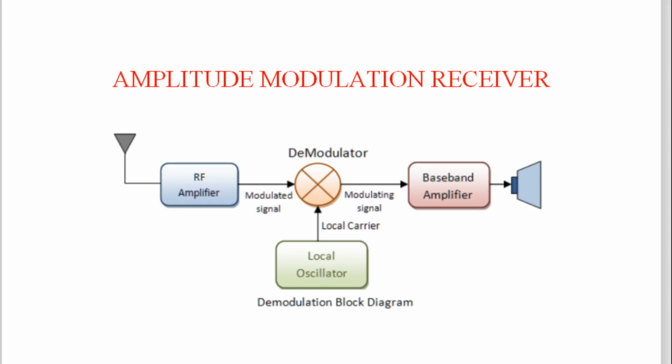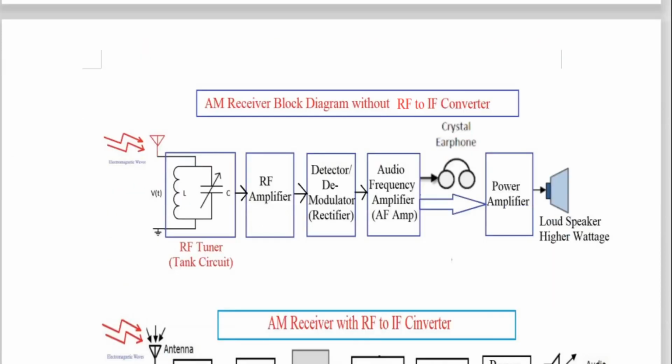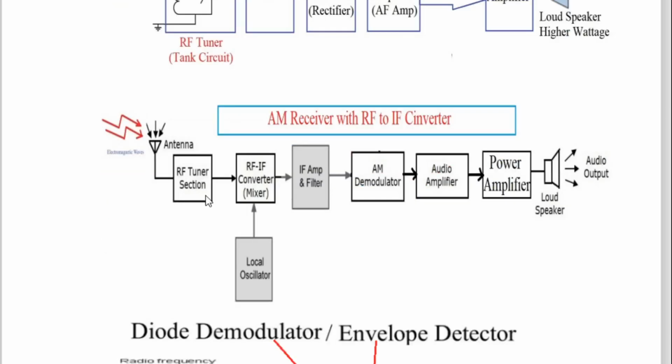And if you do that conversion, then all other frequencies caught by the antenna of the nearby radio station will be rejected. And this is the job of this RF to IF converter along with the local oscillator. And then the block diagram is very simple.